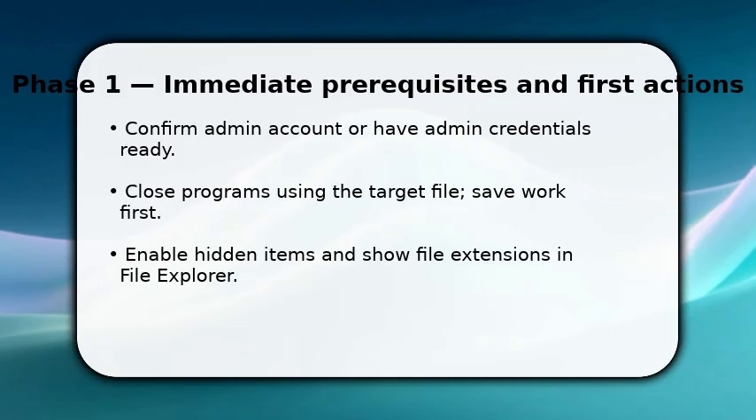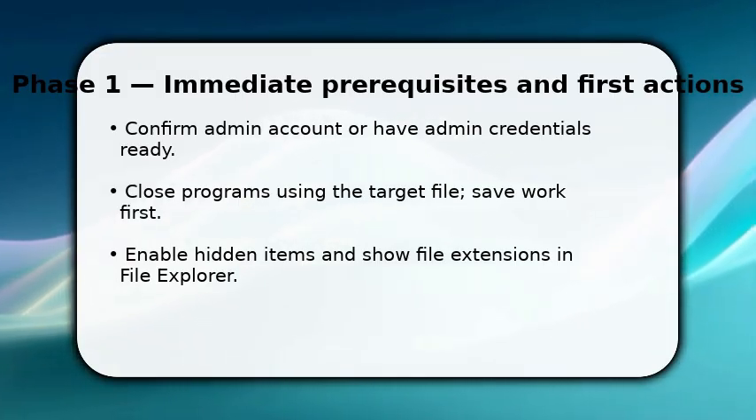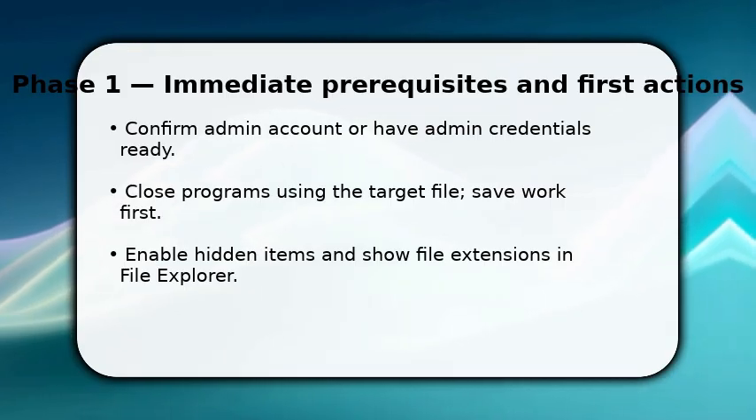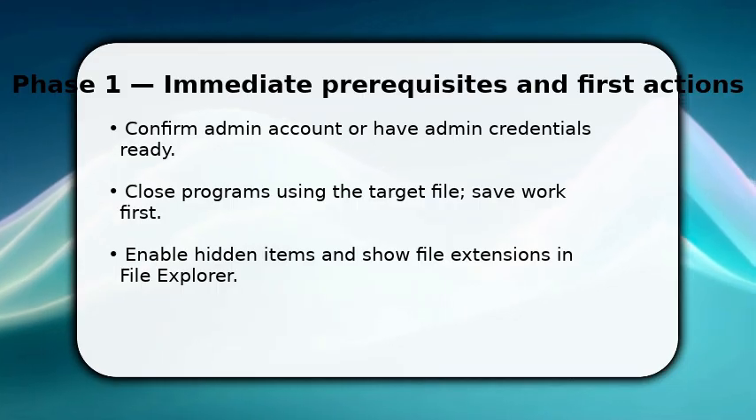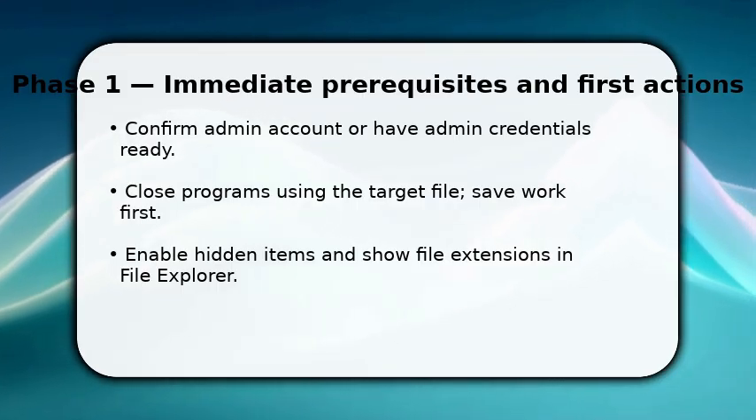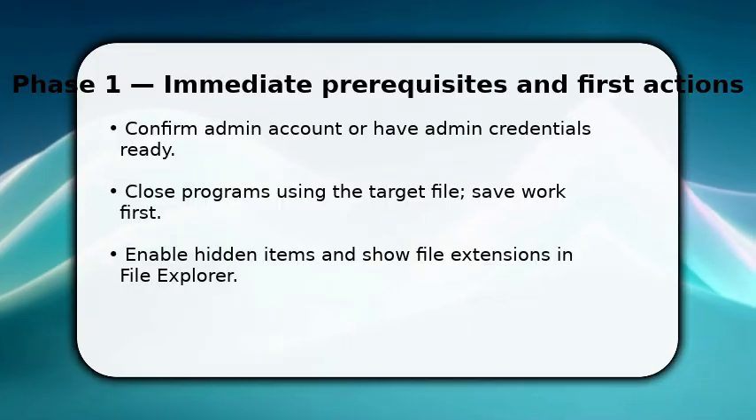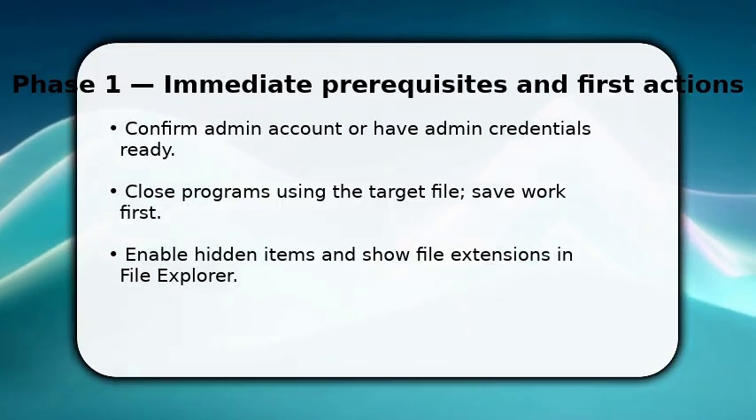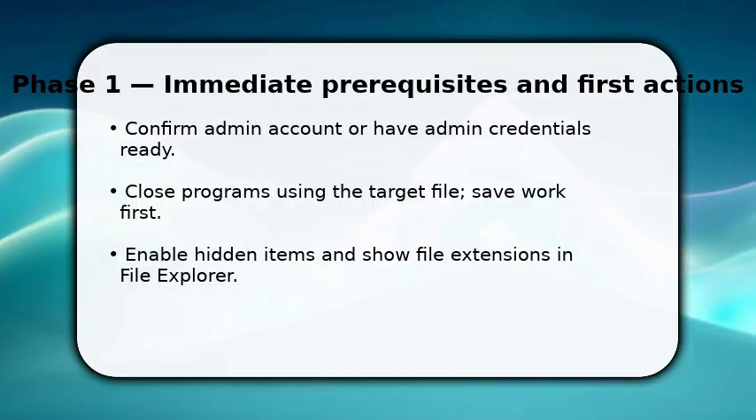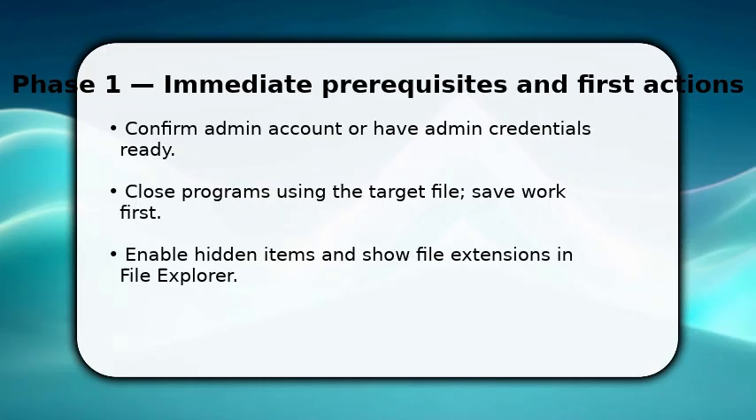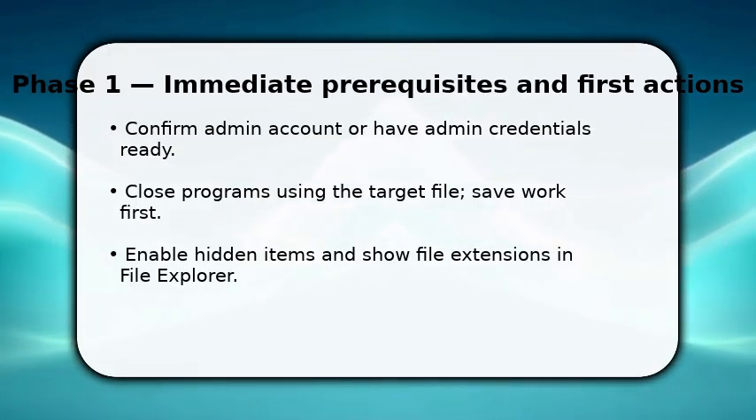You begin by verifying prerequisites. You must be signed into an administrator account and have the file closed in any app. Once done, open File Explorer and navigate to Local Disk, C. Make sure hidden items and file extensions are visible. This prevents accidental deletion of system files. Right-click the Start button to open Disk Management if needed. Now locate the folder containing the file you want to remove and prepare to inspect permissions before deleting.